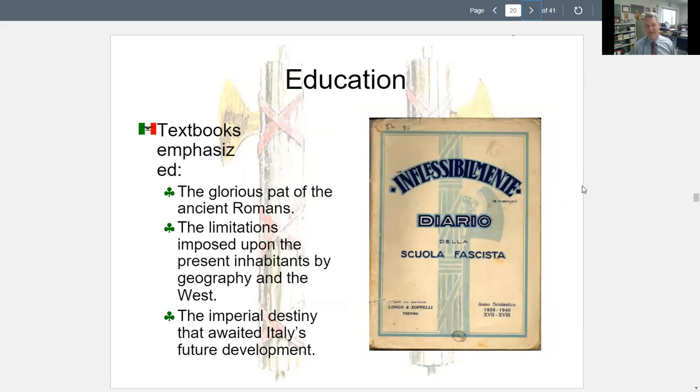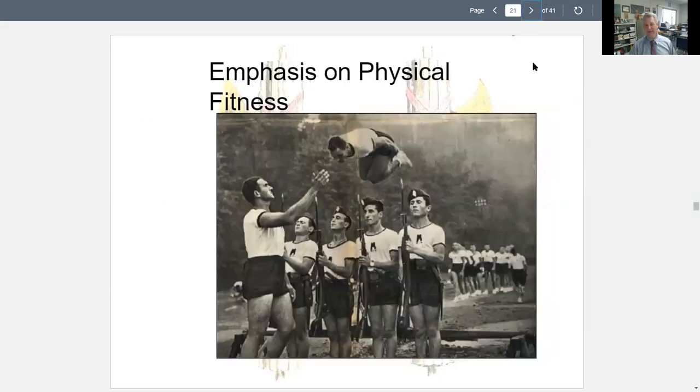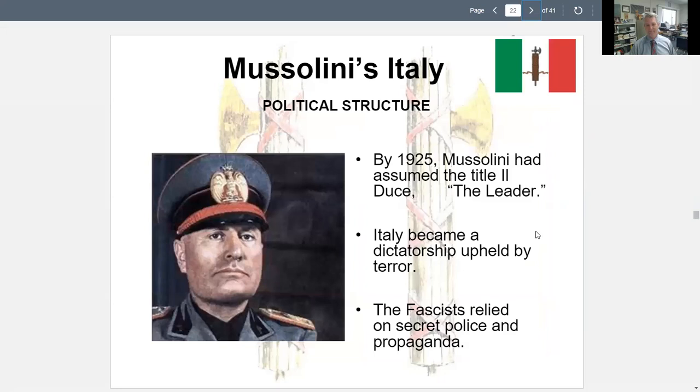El Duce, the leader. So the textbooks are going to emphasize the glorious part of the ancient Romans. Remember, we talked about them at the beginning of last semester. There's limitations imposed upon the present inhabitants by geography and the West. And then it is that imperial destiny, we're going to go get our land back. There's a focus and emphasis on physical education and strength.